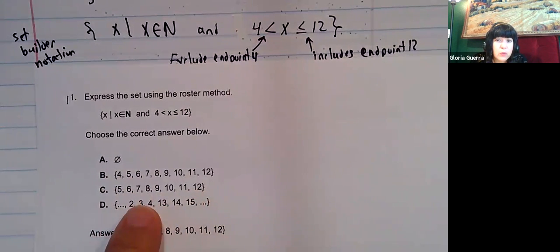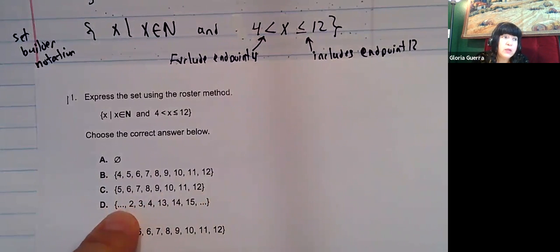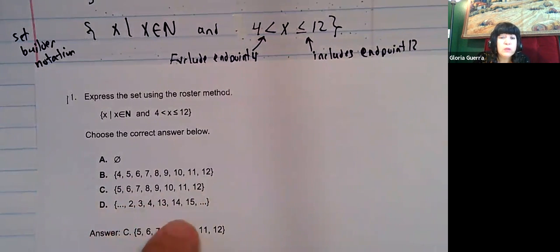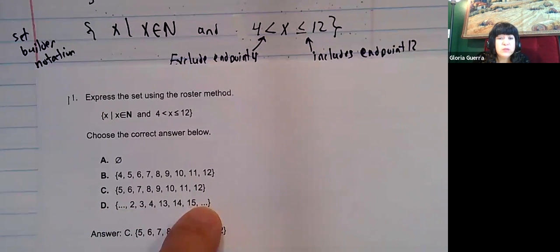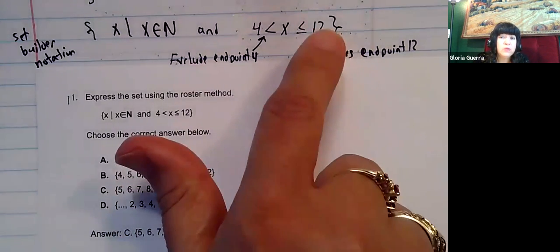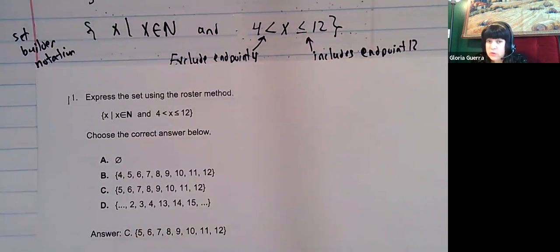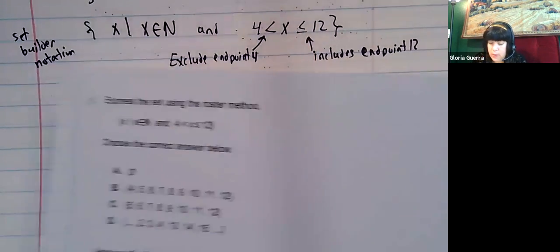This one's not correct because it's got these dots, dot, dot. So this means that it would have 1 and 0 and -1, -2, -3, -4, everything before 2. So yeah, we don't want to include that. This says after 15 to 16 and so on. So we don't want to include that. 15 is not in there, so it stopped at 12 anyway. So yeah, the best choice is C. Okay.